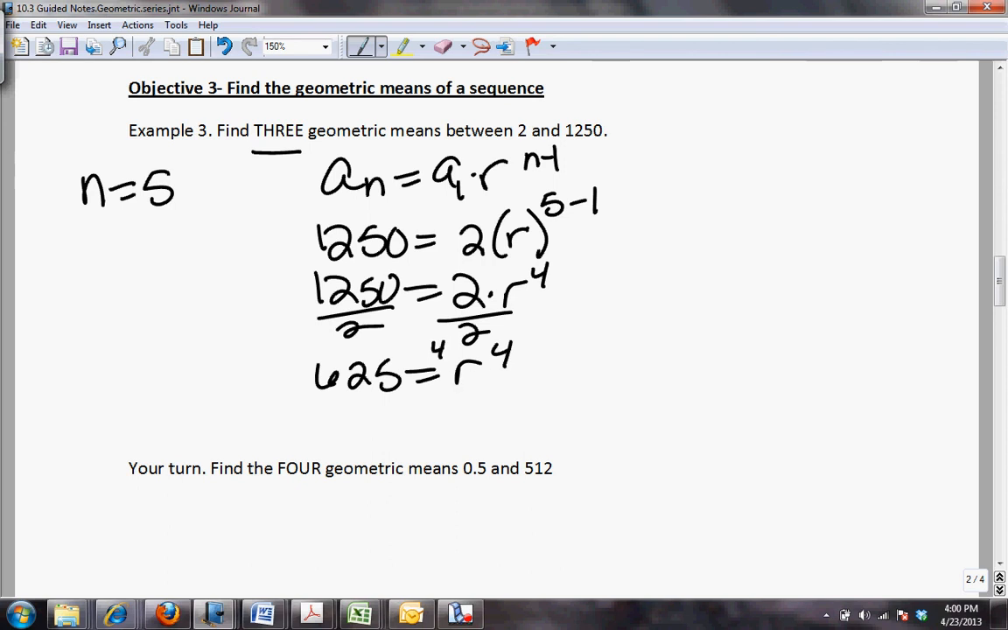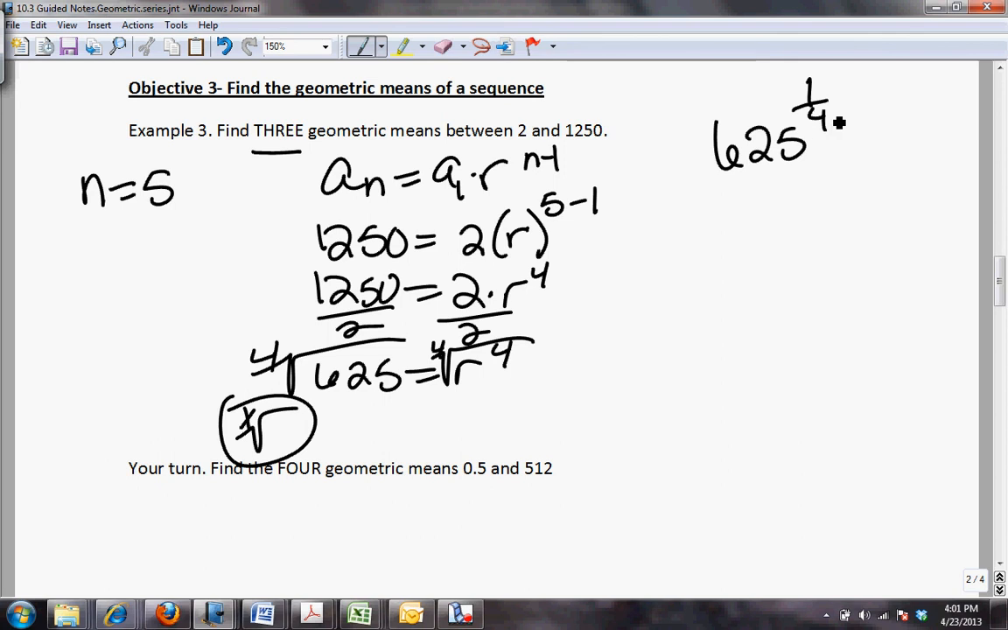Here comes the tricky part. We want to take the 4th root of both sides. Not too tricky. In your calculators, if you have a graphing calculator, you would hit 4 math and then hit the x root sign. If you don't have a graphing calculator, you could take 625 to the 1/4 power. We did that with rational exponents. Either way, you're going to come up with, hopefully, 5, but r must be plus or minus 5 because we have an even root. So what that means here is we have 2 options.